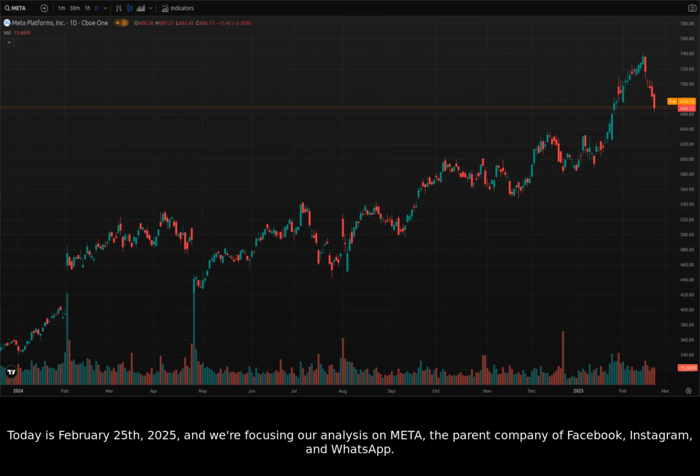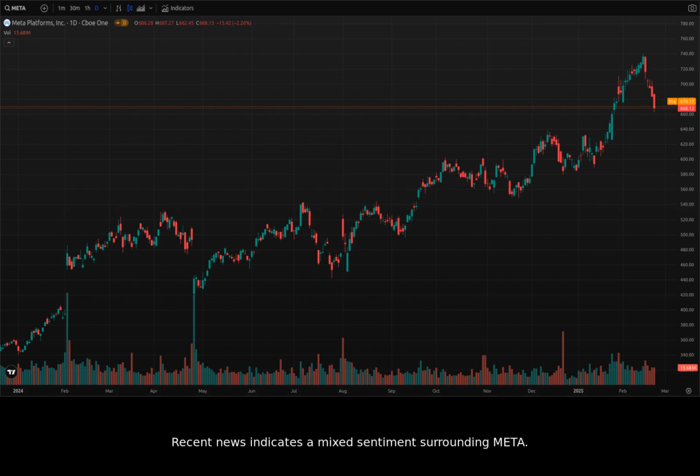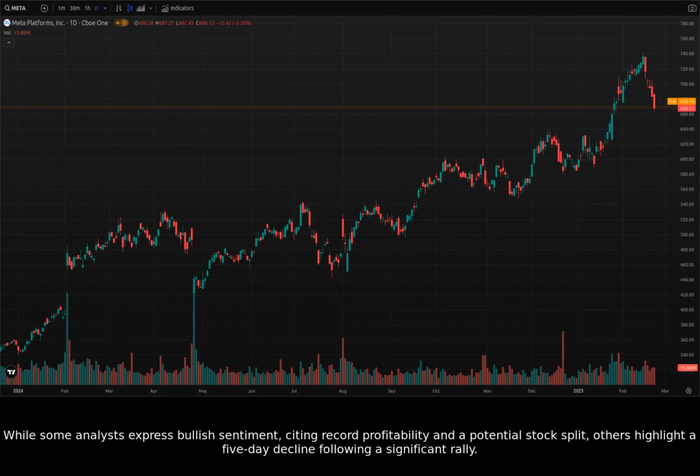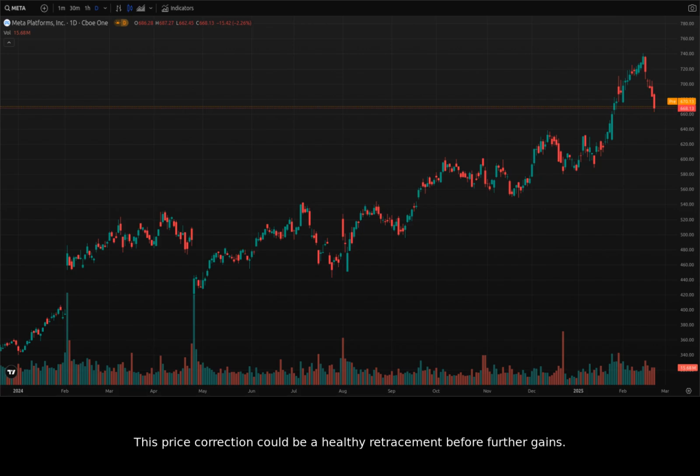Today is February 25th, 2025, and we're focusing our analysis on Meta, the parent company of Facebook, Instagram, and WhatsApp. Recent news indicates a mixed sentiment surrounding Meta. While some analysts express bullish sentiment, citing record profitability and a potential stock split, others highlight a 5-day decline following a significant rally. This price correction could be a healthy retracement before further gains. However, the continued negative news and the uncertainty could also lead to further losses.